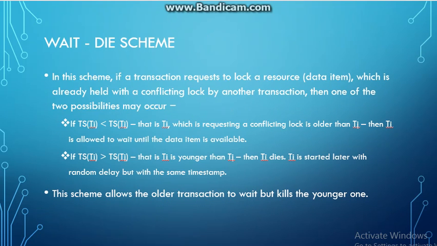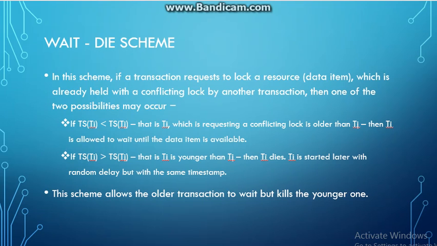So there are two schemes for deadlock prevention in distributed databases. The first is the wait-die scheme. In this scheme, if a transaction requests to lock a resource which is already held with a conflicting lock by another transaction, then one of two possibilities may happen.